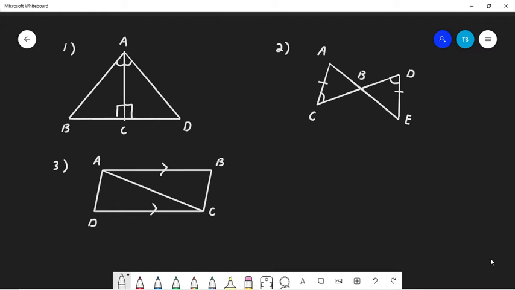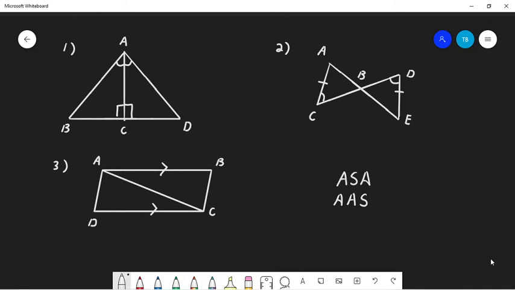In a previous video, we learned how to establish triangle congruence by SSS and SAS. In this video, we're going to tackle two other ways by which we can prove triangles congruent, and they are the ASA and the AAS postulates.